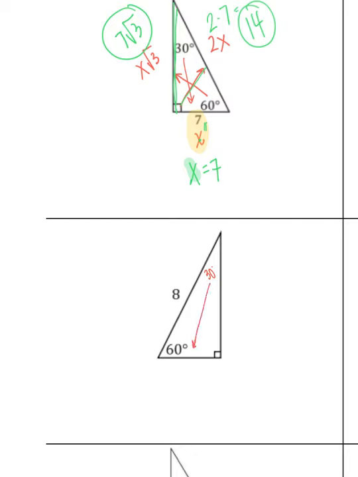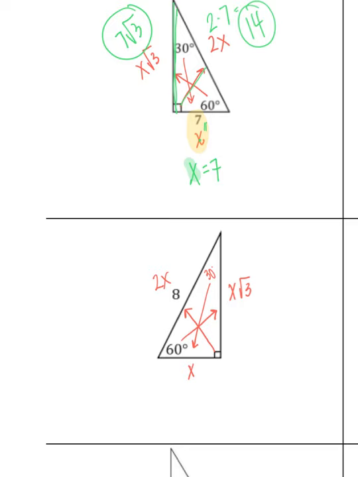The smallest leg across from 30 is x. The larger leg across from the 60-degree angle is x root 3. And the hypotenuse, you label 2x. Please, please, please get used to labeling those so that you can get those proportions, those side labels in your head. You will need them, need them, need them.